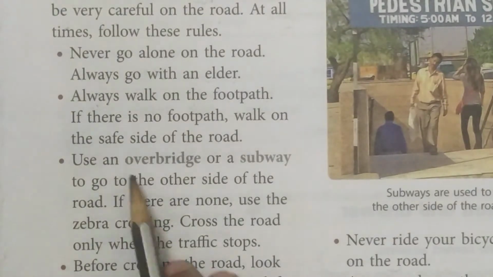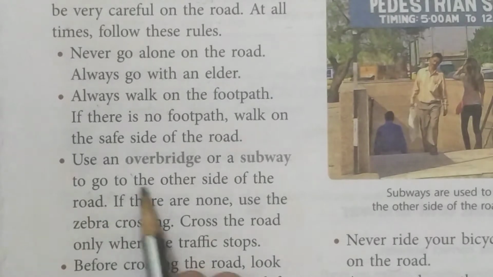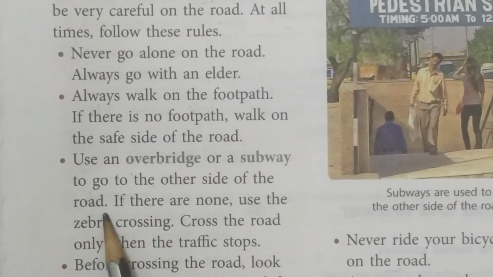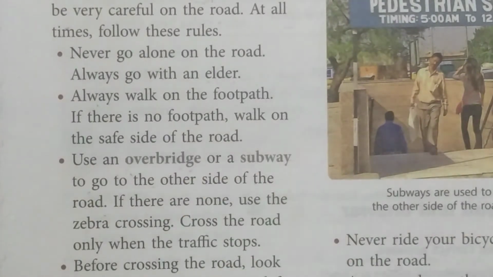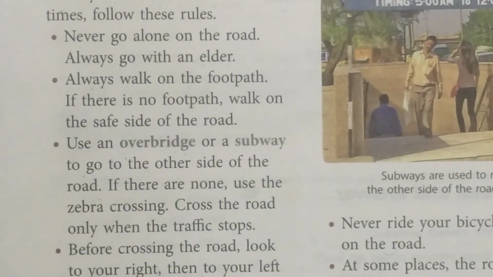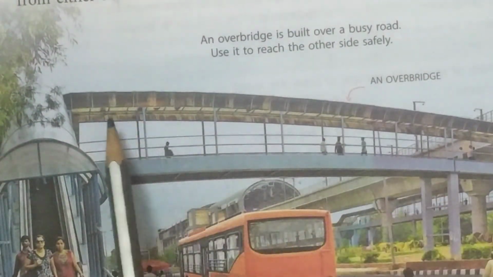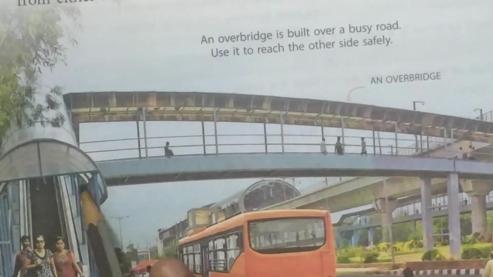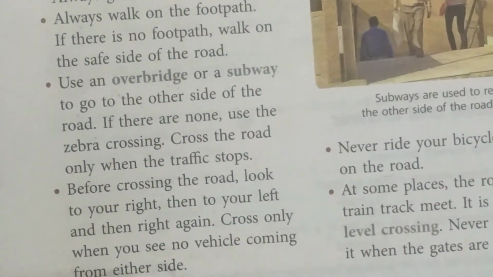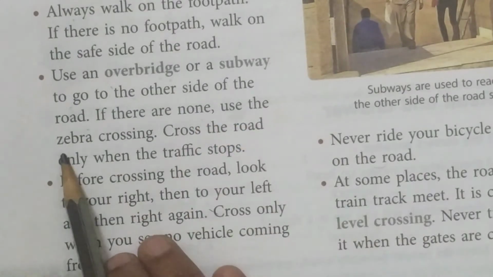And third one, use an overbridge or a subway. Overbridge or a subway to go to the other side of the road. If you want to cross the road, you have to use an overbridge. Okay, you can see on your book, a picture is given. This is called the overbridge. If you want to cross the road, you can use the overbridge. Yes. And if there are none, use the zebra crossing.